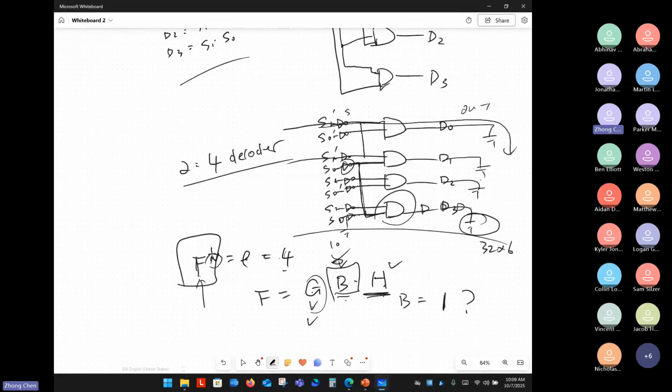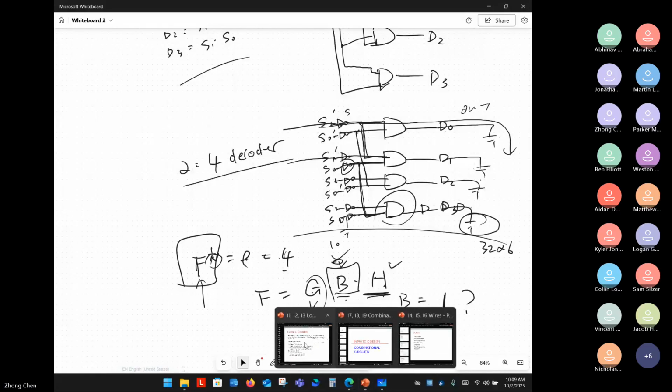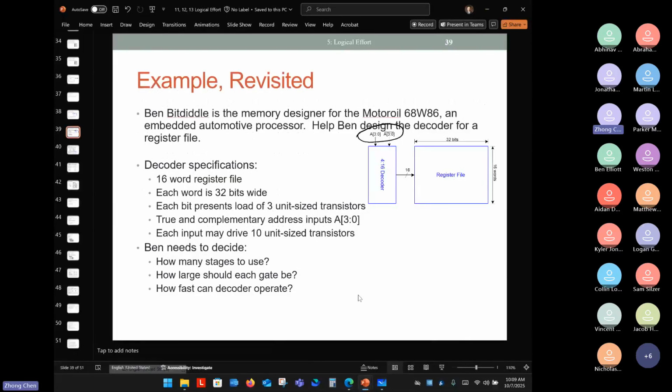For S1, and S1 not, you have some branching here as well. So S0 not, when loading is here, you have another one here. So you can always find a branching here. So what is the branching effort in our case? Okay, let's go back to discuss that.